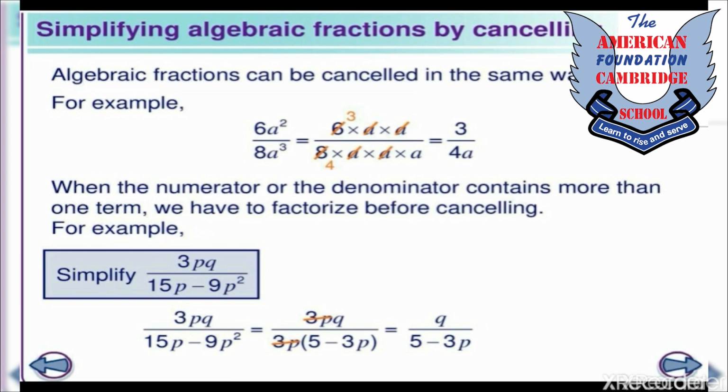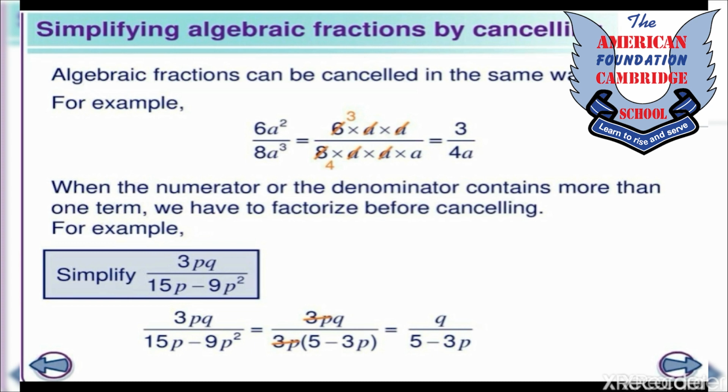Here you can see an example, 6a square upon 8a cube. First of all, you will write the fraction in expanded form, 6 multiplied by a into a upon 8 multiplied by a into a into a. After that, you will carry out the cancellation process. You can easily reduce 6 and 8 by the factor 2, and like variables can also be cancelled. After the cancellation process, you will have 3 in the numerator and 4a in the denominator.